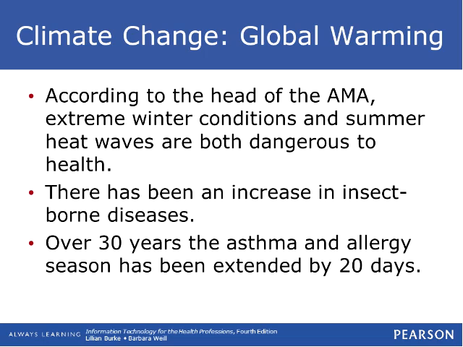According to the head of the American Medical Association, extreme winter conditions and summer heat waves are both dangerous to our health. What we're seeing now is massive storms that didn't happen before. We can have tornadoes and hurricanes in seasons we never had them before. We get massive wind storms, almost torrential, and they're starting to increase. And so there's been an increase in insect-borne diseases because of that, because insects are no longer limited by the seasons. Over 30 years, asthma and allergy seasons have been extended by 20 days. So what we're really seeing is that the diseases we have are getting worse.